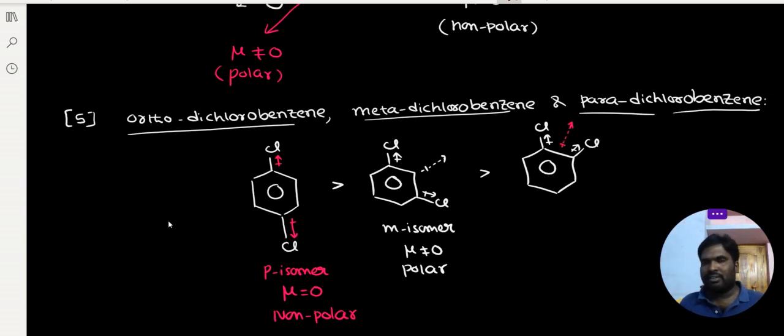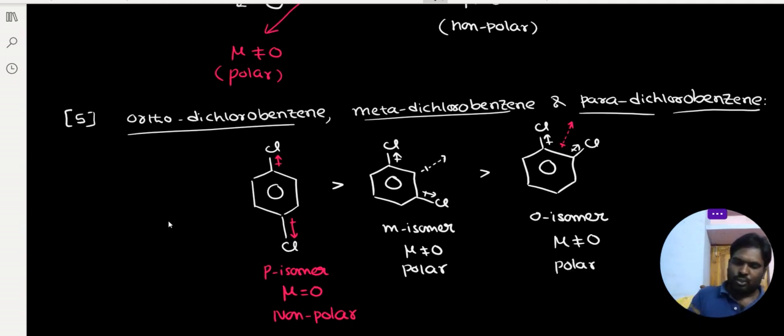Here the resulting dipole moment is very high. So mu not equal to 0, polar. Now, which has greater dipole moment? Ortho isomer has greater dipole moment than meta, which is greater than para. So ortho has the highest dipole moment, para the least, 0.